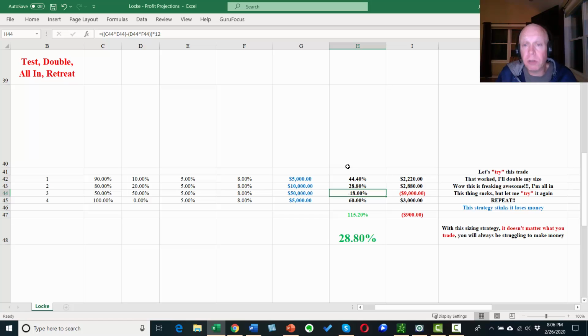But when we look at the dollar standpoint, from a dollar level of what traders see or the way they perceive things, they say, hey, I made $2,200 one year, I made $2,800 the next year, and this year I lost $9,000. I traded for 3 years and I lost money. I lost 2 years of profits. I can't believe it. This thing sucks. Let me try it again. And they go back in the market.